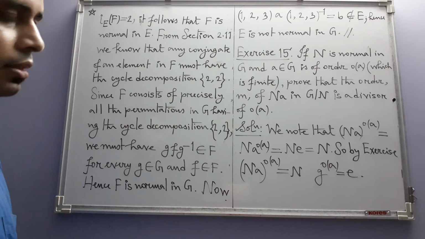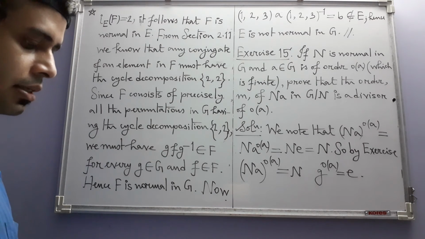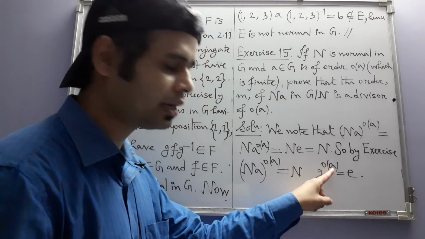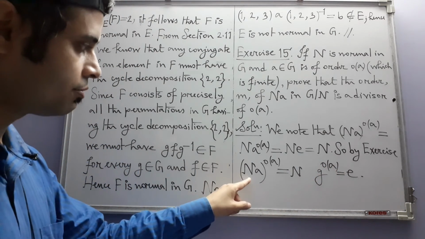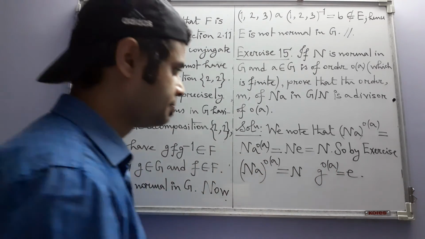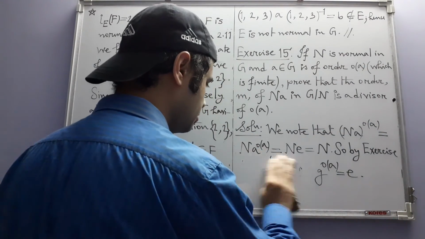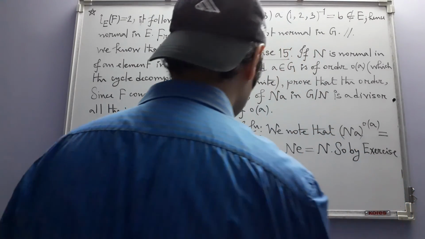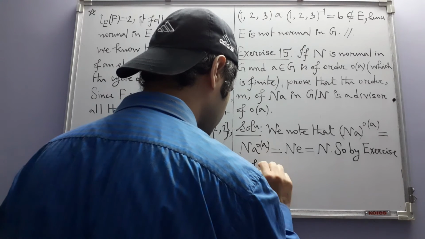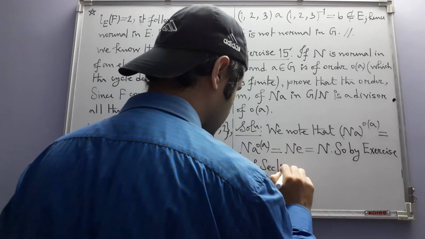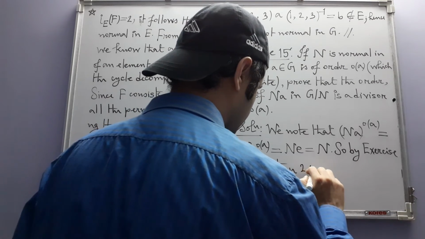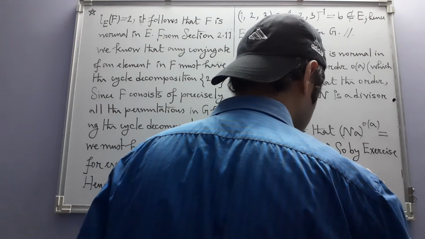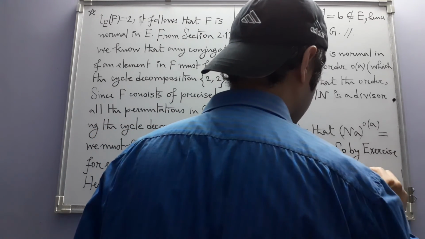Now when you have such an equation, we have already seen in exercise 36 of section 2.5 that in this case the order of the element will divide this exponent. So the order of NA has to divide the order of A. So that's why we write, by exercise 36 of section 2.5, M, which is the order of NA, divides the order of A. And that's what we wanted to show.